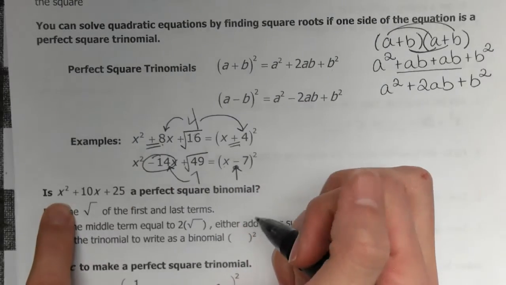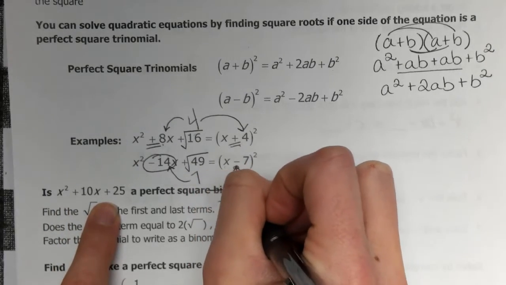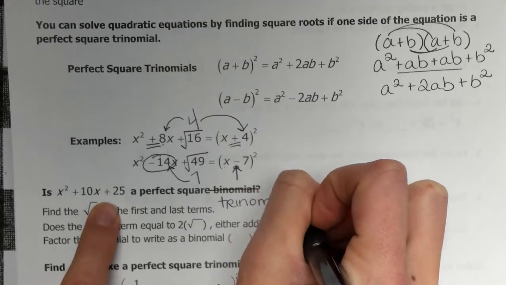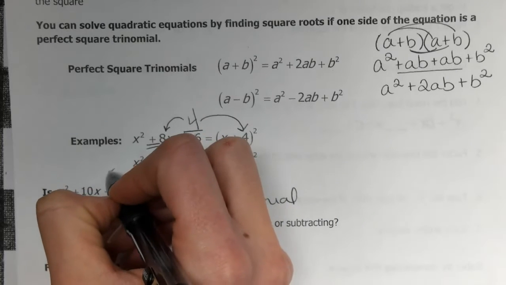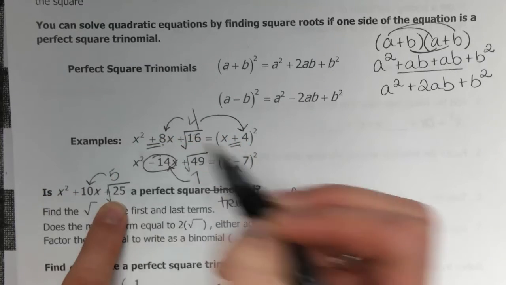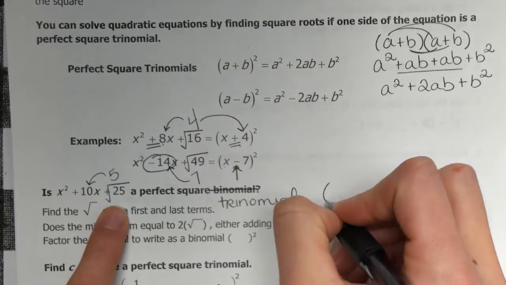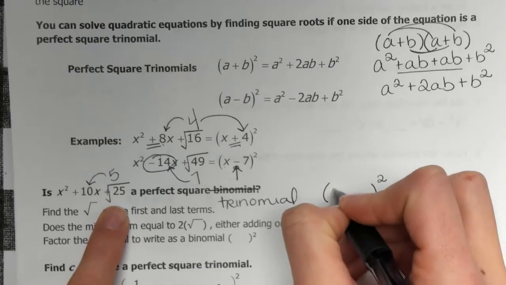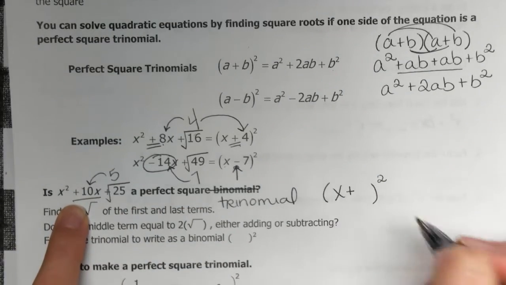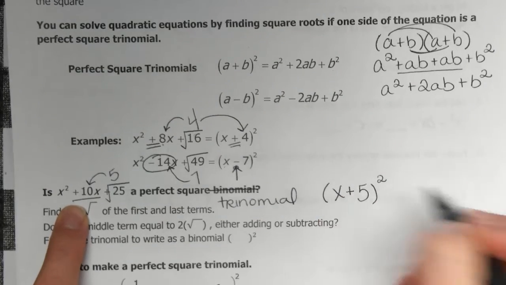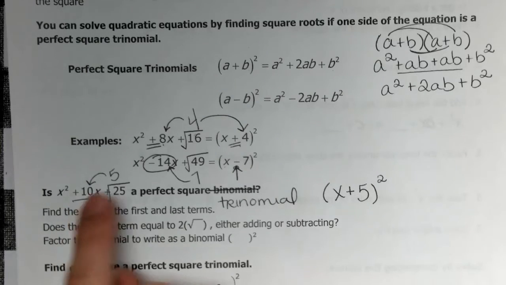So when I look here, is x squared plus 10x plus 25 a perfect square trinomial? We're going to test that theory. If I take the square root of 25, that gives me 5. If I double it, will it give me 10? Yes, this is a perfect square trinomial. So if I were to put that into factored form, I know I would have an x. My middle term is a plus. And what would my number be? 5. (x plus 5) squared. Are y'all good going from the trinomial to the factored form?